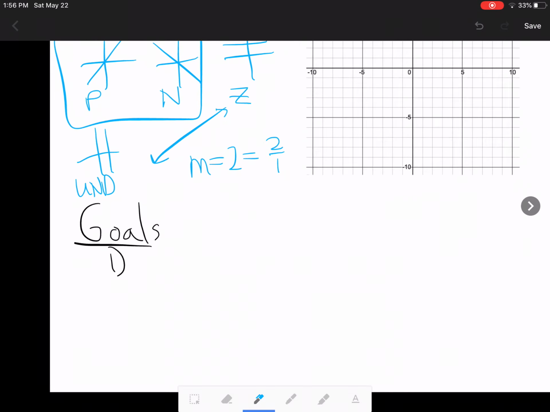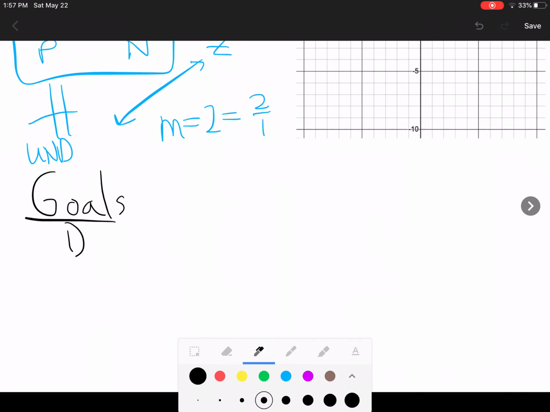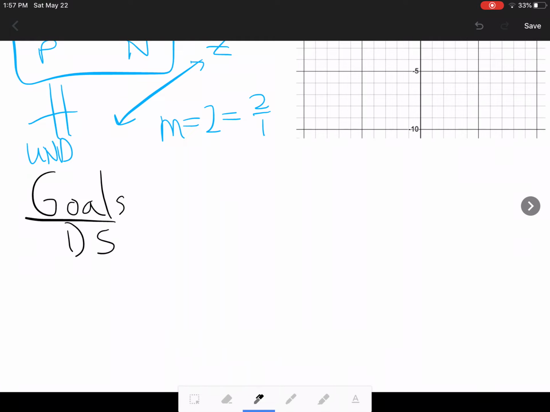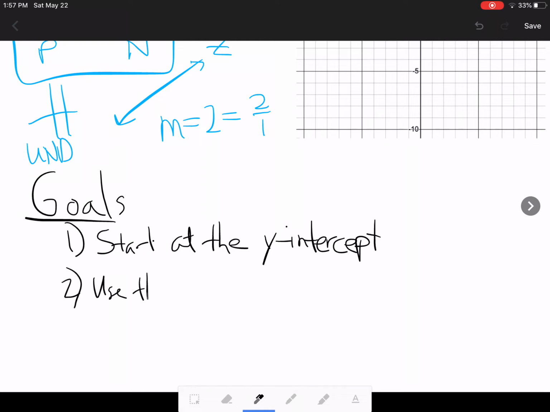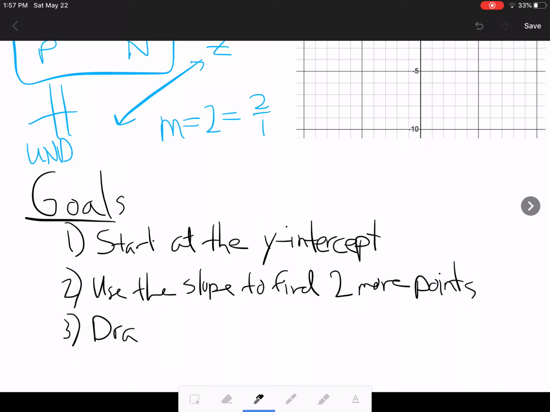So ultimately though, let's talk about what our goals are. I have three goals. One, we are going to start at the y-intercept. Then we're going to use the slope to find two more points, and finally draw a line through the points.